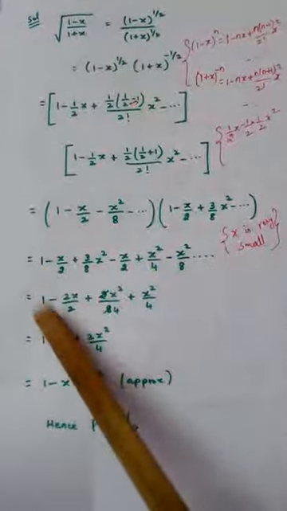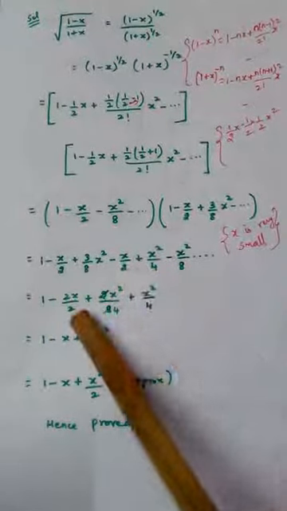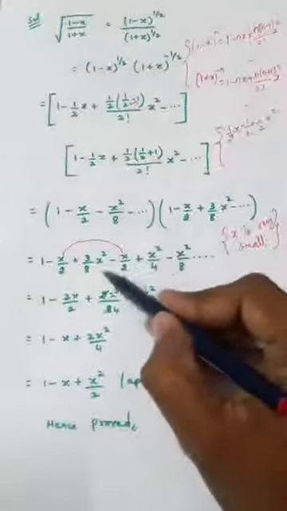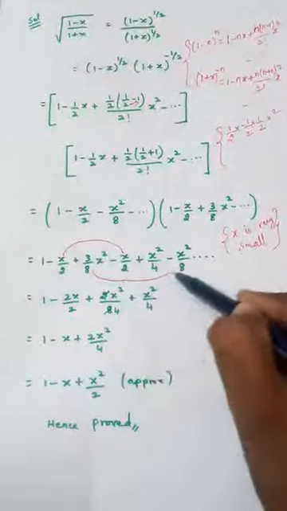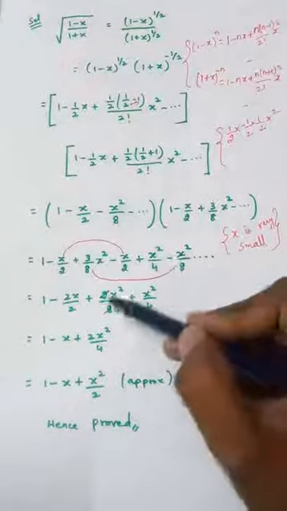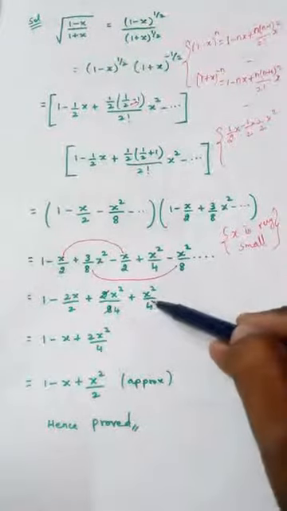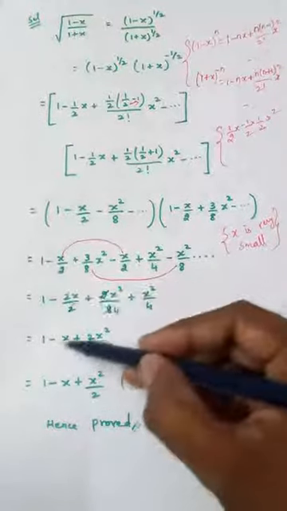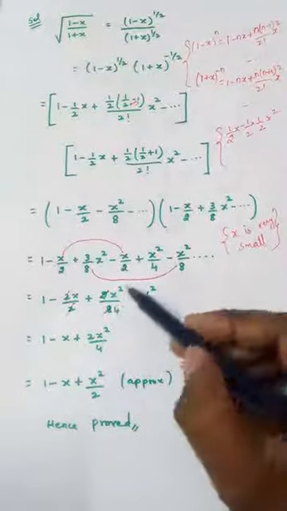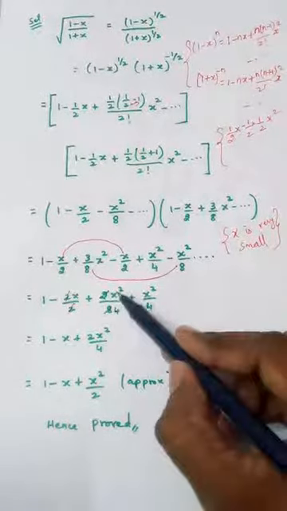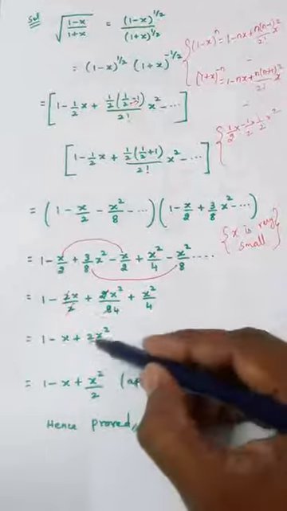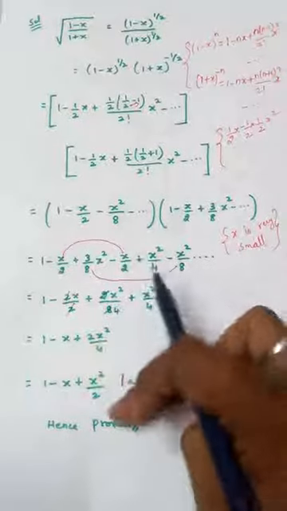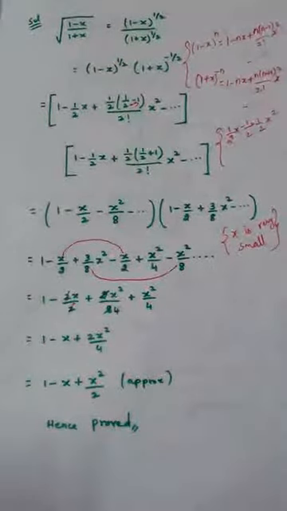So simplifying this, 1 minus x by 2 minus x by 2 becomes minus 2x by 2. That is, I am combining this and this. Similarly, when you combine this term with this, it becomes 3 minus 1, 2x square by 8, and then plus x square by 4. Simplifying, if I cancel this 2, it will become 1 minus x, 2 with 4. So the LCM, if you see, is the same. So x square plus x square is 2x square by 4. Cancelling this, we are getting x square by 2. So this is what we need to prove: 1 minus x plus x square by 2 approximately. So this is the approximate answer.